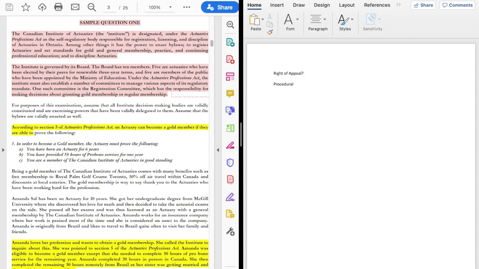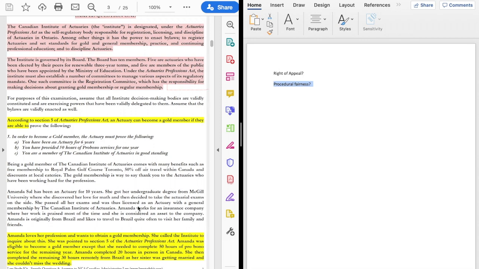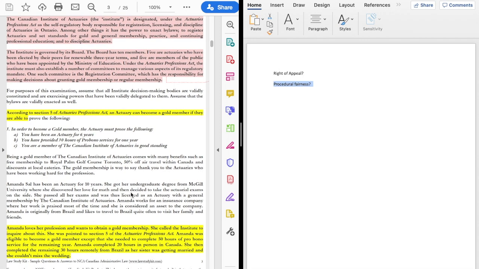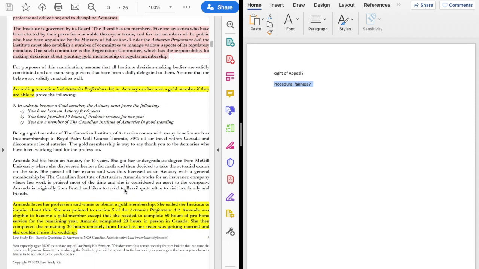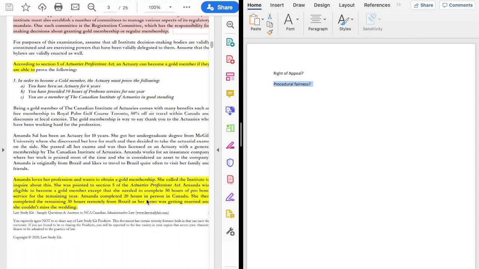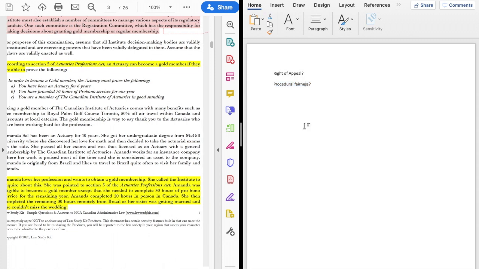So, procedural fairness. Whenever we talk about procedural fairness, what we're trying to say is, in this case, was Amanda given a process which was fair, in the sense that, was Amanda entitled to procedures which were fair? Now, in this case, we do see that Amanda was told that she's going to have an oral hearing, but she didn't. So maybe this is something that you want to discuss in this case.